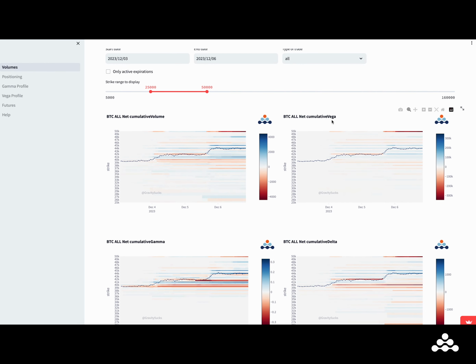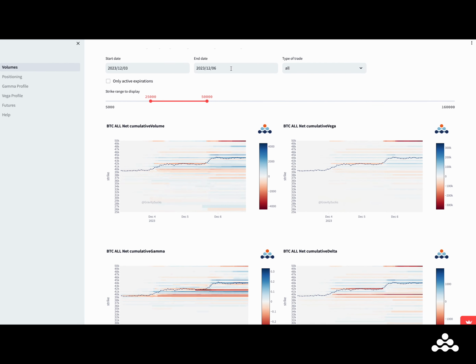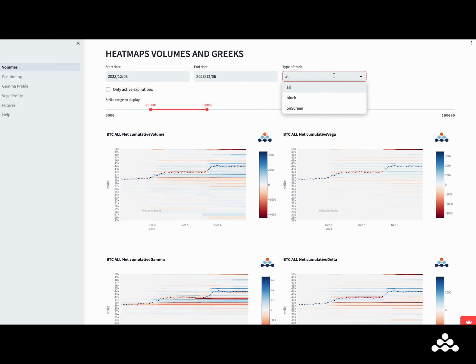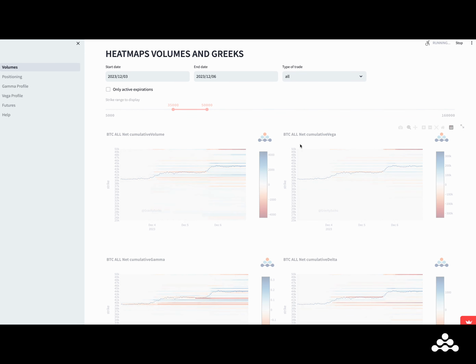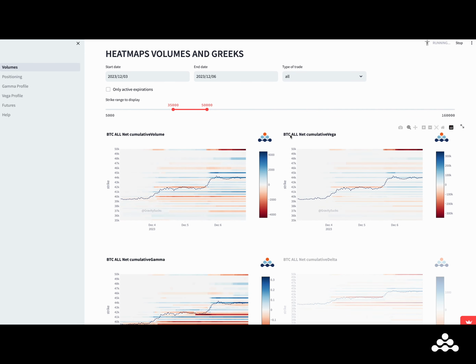So essentially what we have here is we can put in a date range, and then the types of trade we can segment, from block to on screen. We can also narrow down the strike range to make the charts a little bit easier to read.